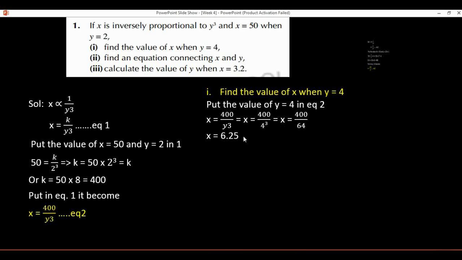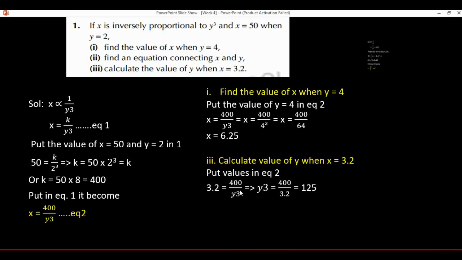Similarly, for question number 3, when x is equal to 3.2, just put 3.2 into equation 2 and we will find the value of y. Here y cubed is equal to 125, and taking the cube root on both sides, y is equal to 5. So if you have any problem in this question, you can write in the comments.